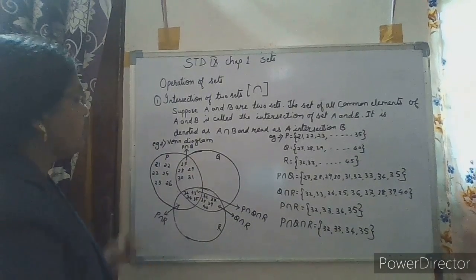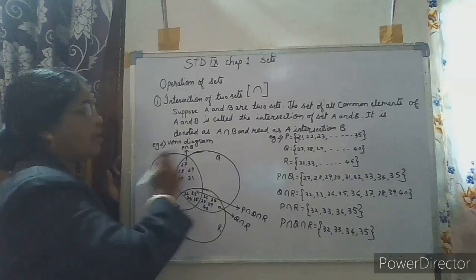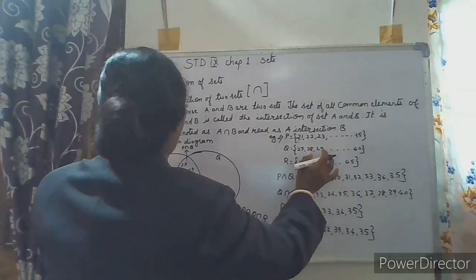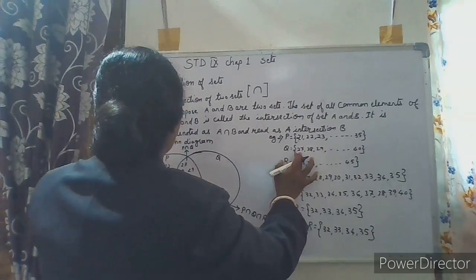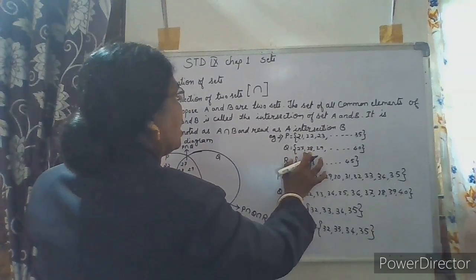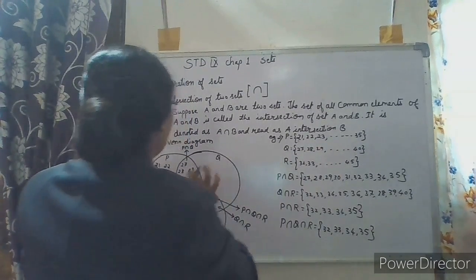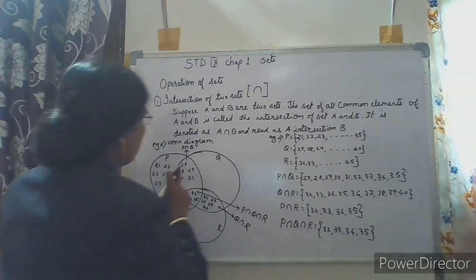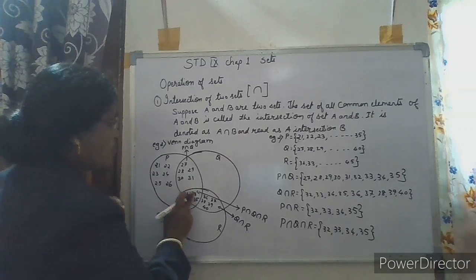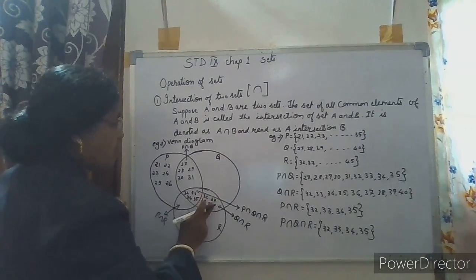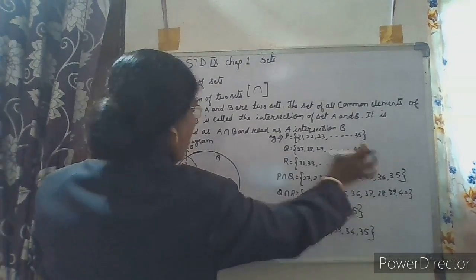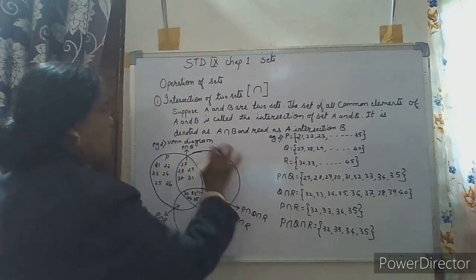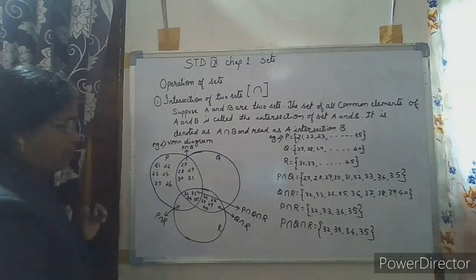In the same manner, we have to complete set Q. So, what are the elements of set Q? It is having the elements as 27, 28, 29, 30, 31, 32, 33, 34, 35, 36, 37 up to 40. All the elements are there in set Q. So set Q is completed.